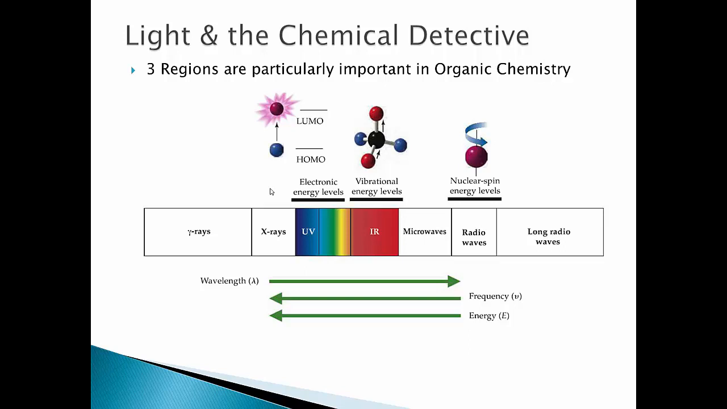So IR is our vibrational energies: stretching, vibrating, bending kind of energy levels, and we'll talk a bit about IR and how that works later. The other one that we're interested in is the radio waves area, and that's our nuclear spin energy levels. So if you go this way, we're increasing our wavelength, but we're also decreasing the energy and frequency.